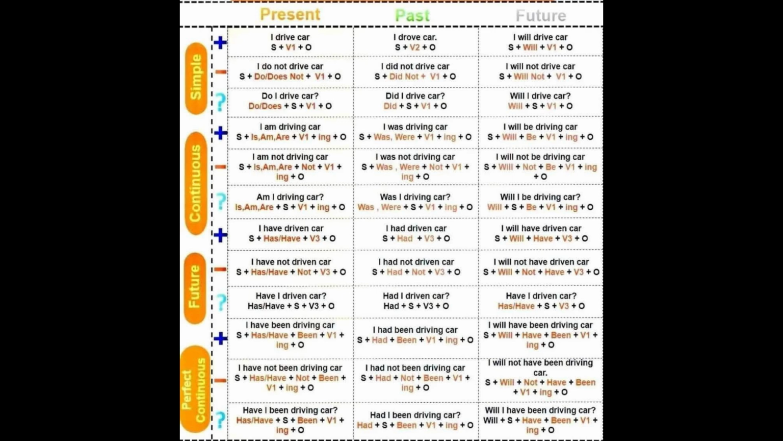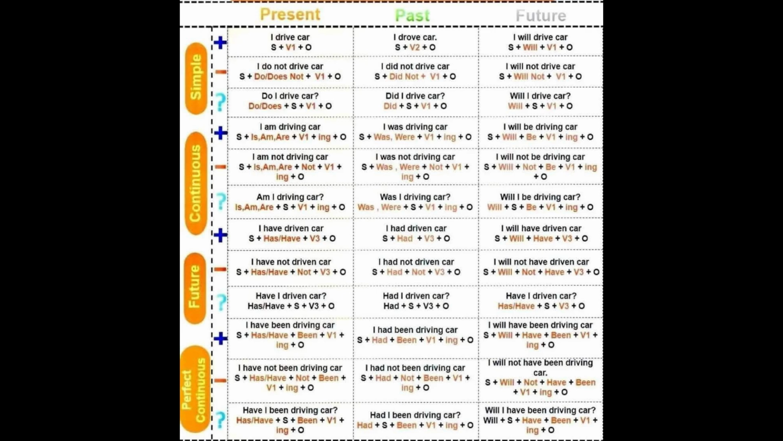Section 1. Simple tenses. Let's start with the simple tenses. In the present simple, we say, I drive a car. The structure is subject plus verb 1 plus object. For negatives, I do not drive a car. And for questions, do I drive a car?